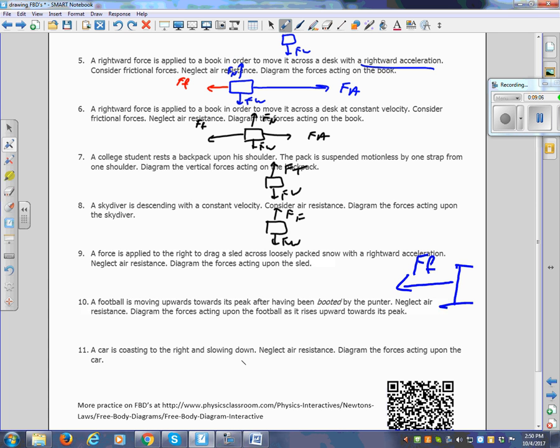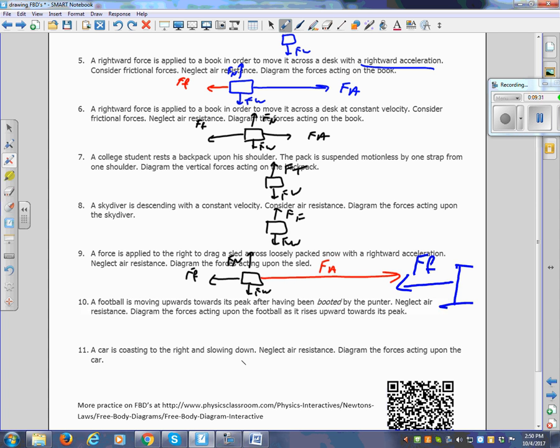A force applied to the right to drag a sled across loosely packed snow. Well, that's code for there's friction with a rightward acceleration. Weight force, normal force, friction force. This is going that way, rightward acceleration, right? So FA, big FA.